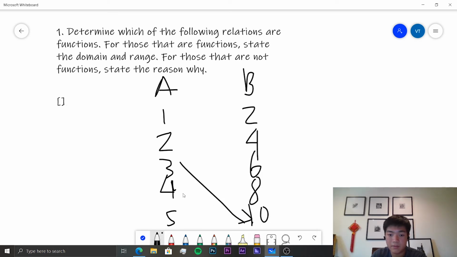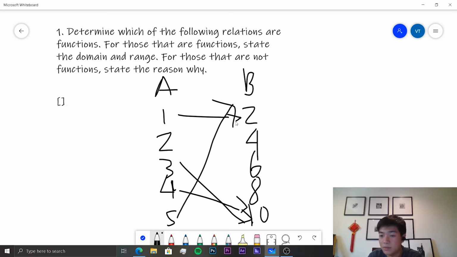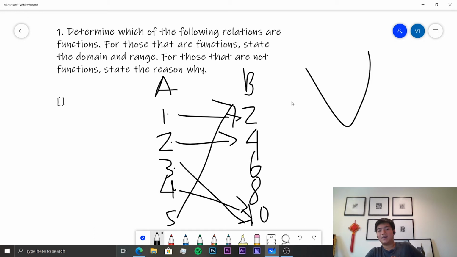So 3 and 4 both map to 10, 5 maps to 2, 1 maps to 2, and 2 maps to 4. And this is a function because for each value in A, it's mapping to 1 and only one value of B. And so this is completely fine, even though, you know, some values are the same. It's like saying on this kind of graph, if these 2 points are the same y value, it's still a function because they have different x values, and no x value has more than one y value.